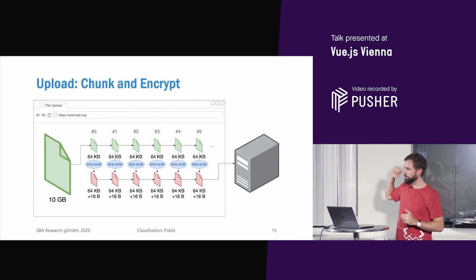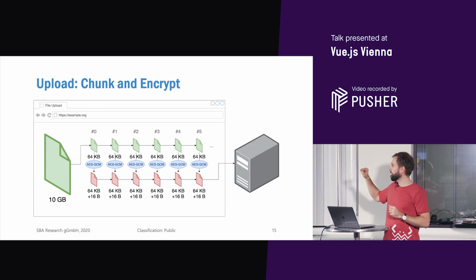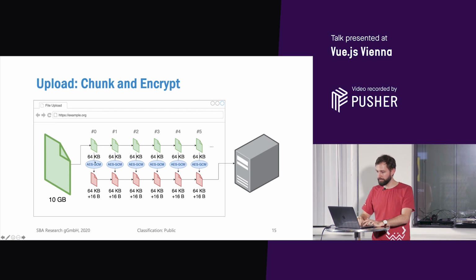So I have this file that's maybe 10 gigabytes in size. I have an input element with type file. I drag some file on there. Now what I want to do is first split this file into small chunks. In our case, we take chunks of 64 kilobytes. Could be anything else, could be 1 megabyte or smaller than that. Then I use the AES GCM algorithm in web crypto to encrypt that chunk. Then the resulting size is going to be 64 kilobytes plus 16 bytes.